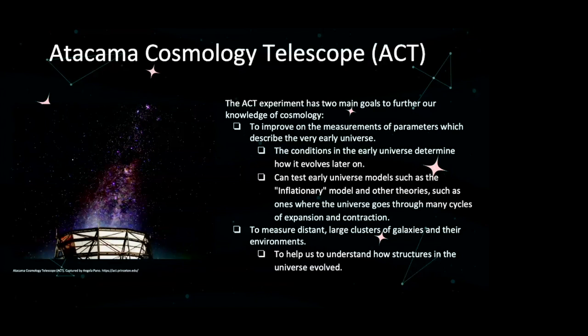So without ACT, we would not have this data. And the goal of the ACT telescope is to improve the measurement of these parameters of the early universe, which will lead to testing of models for inflationary periods, the Big Bang, etc. There's still debate on whether the Big Bang was a singular event or whether there are multiple contractions in the universe. We also have the ability to measure distant and large galaxy clusters, like the work that Morgan was doing. And it will eventually help us understand how these structures evolve in the universe.